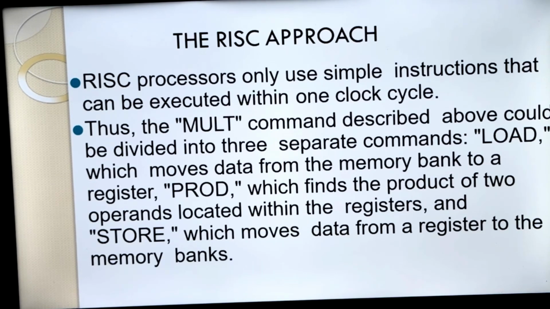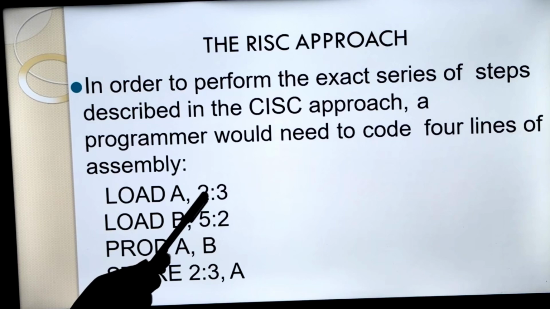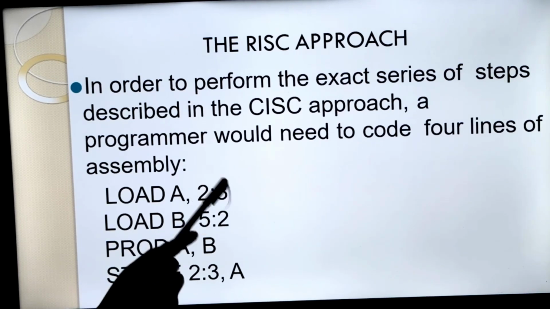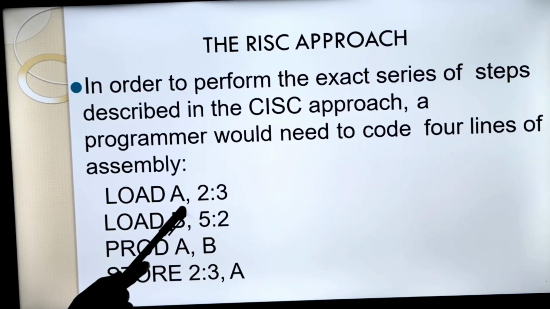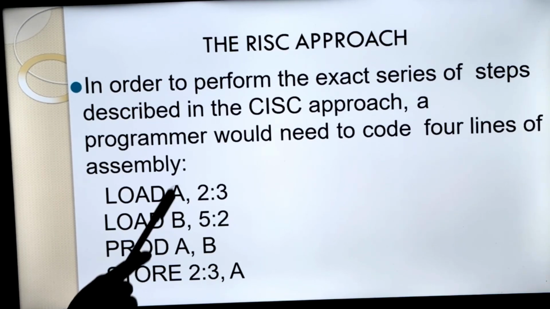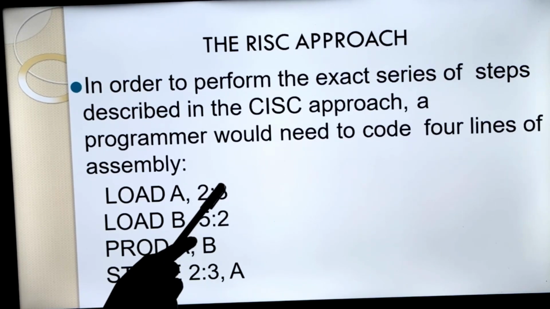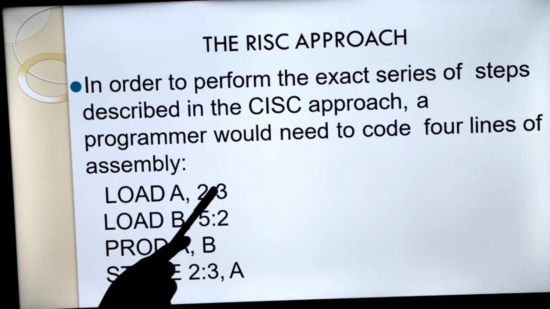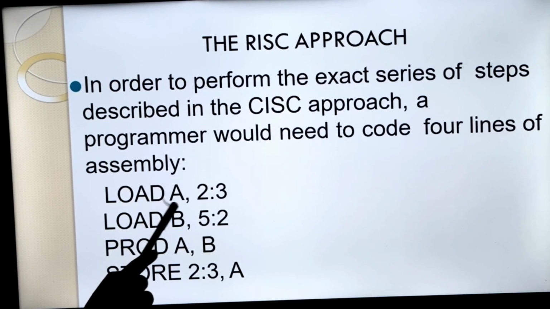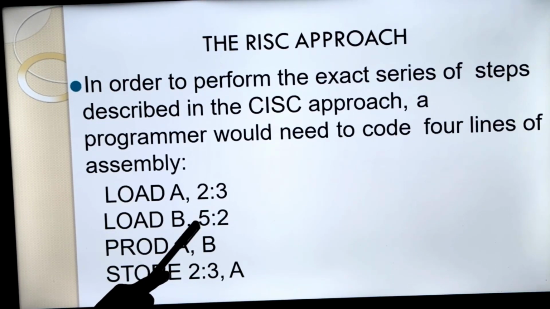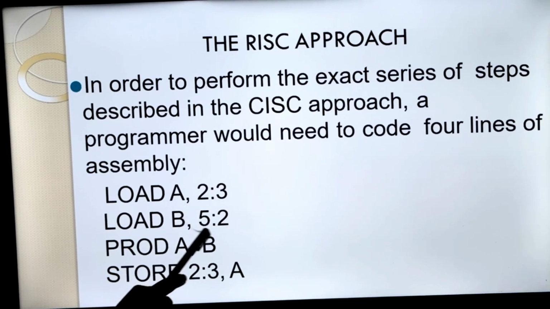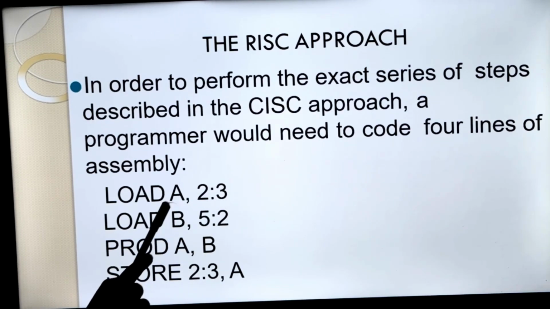Now overall, how will it look? See. First, I have to load the content from this location to A. A is nothing but a register here. Don't be confused, this is not a memory location. So what I have to do is take from memory location 2, 3, means second row, third column, whatever was there, and load it to some register A in our processor first. Similarly, the second number also I have to store into some register B.